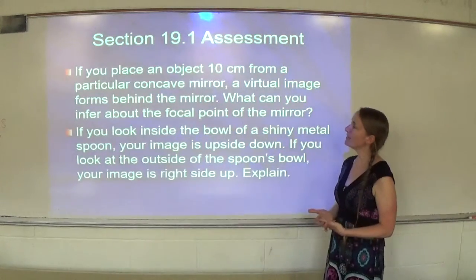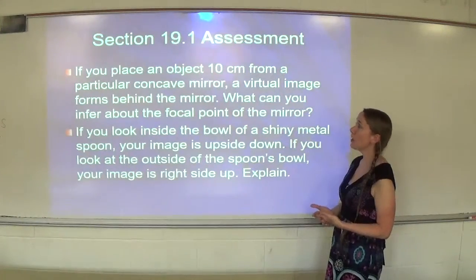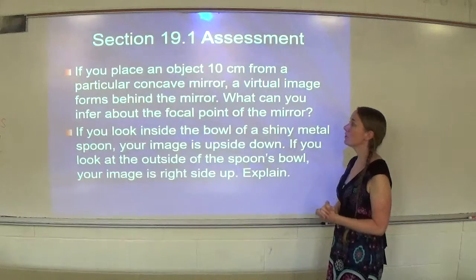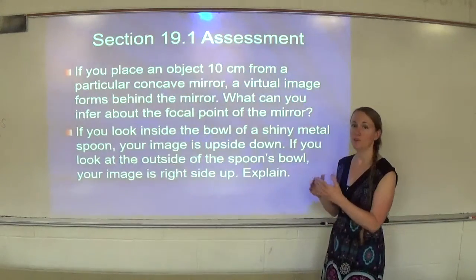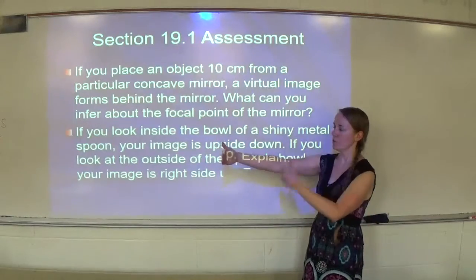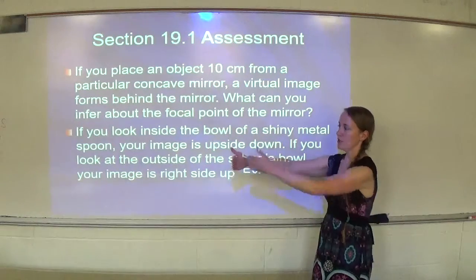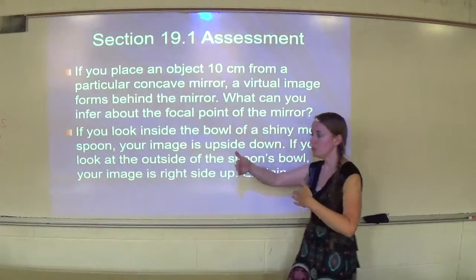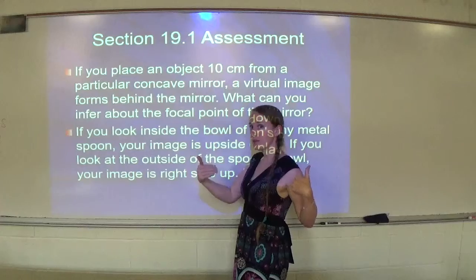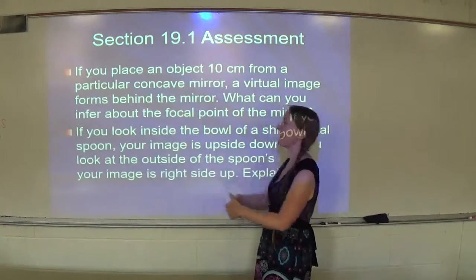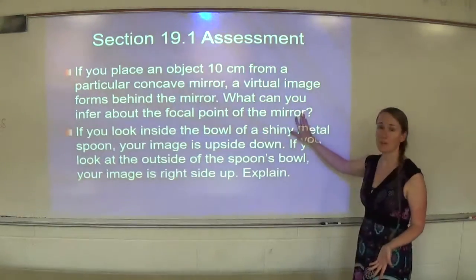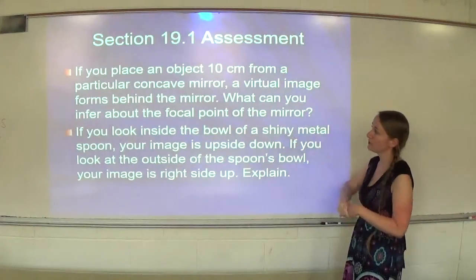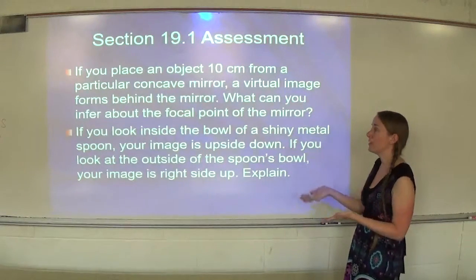It says, if you place an object 10 centimeters from a particular concave mirror, a virtual image forms behind the mirror. What can you infer about the focal point of the mirror? Well, remember, if you have mirror, focal point, and then your object, you're going to form a real image in front of the mirror. But if you go in between the focal point and the mirror, that's when you form your virtual image behind the mirror. So what can we infer about the focal point? We can infer the object is closer to the mirror than the focal point is, or the object is in between the focal point and the mirror.